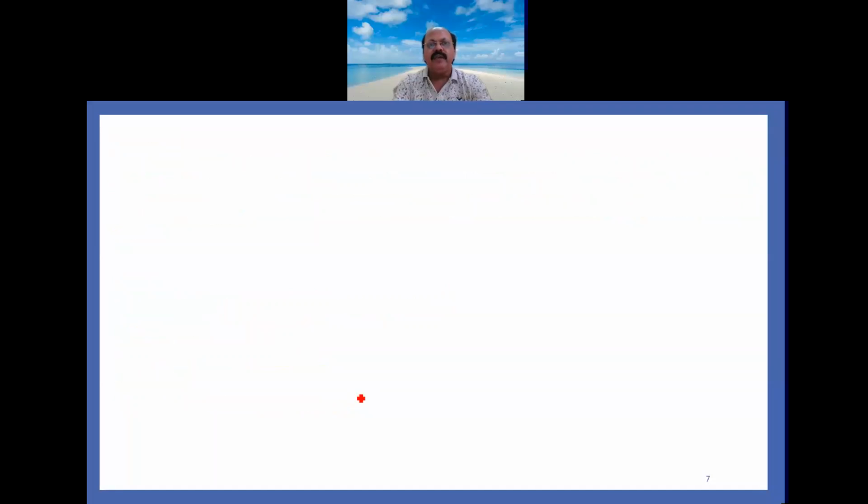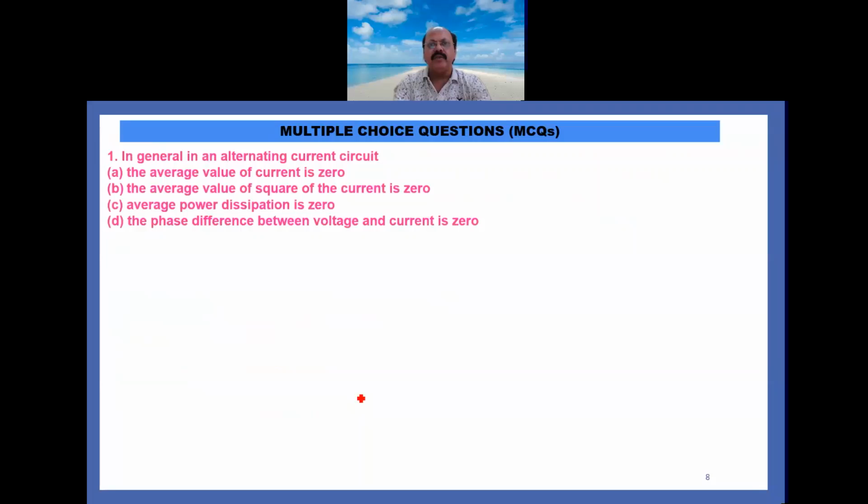Now in recapitulation, we have to take some multiple choice questions. The first question is here. In general, in an alternating current circuit, options are here. A, average value of current is 0. B, average value of square of current is 0. C, average power dissipation is 0. D, phase difference between voltage and current is 0. So option A is correct, that is average value of current is 0. So whatever you learn, that concept you apply and choose the correct answer.